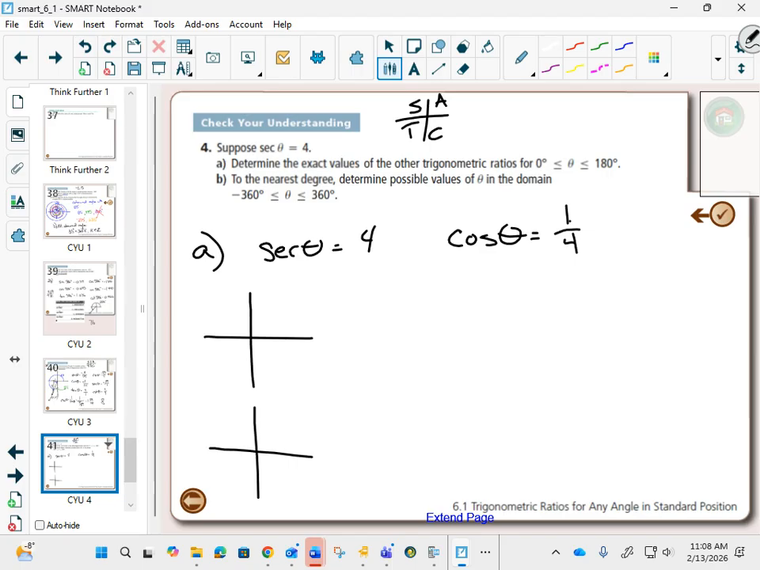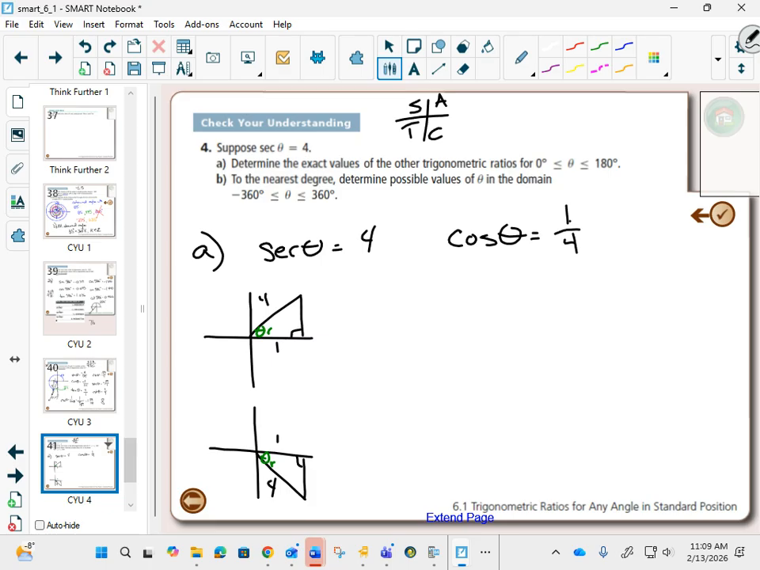So I draw a terminal arm in quadrant 1, I draw a terminal arm in quadrant 4, and I draw a triangle back to the nearest x-axis because that will include our reference angle. If cos of theta is 1/4, here's my reference angle for both of these. Cos is the adjacent side over the hypotenuse. So that would tell me I'm allowed to label this as 1 and this as 4. And on this one, this is 1 and this is 4.